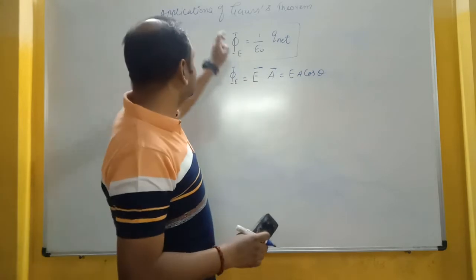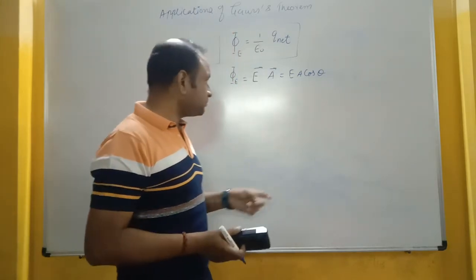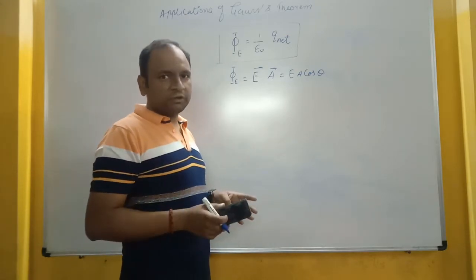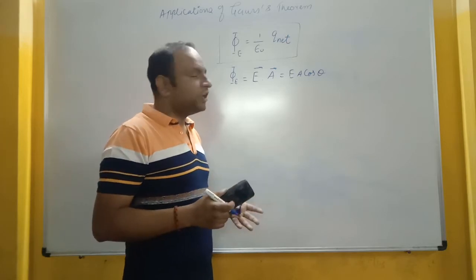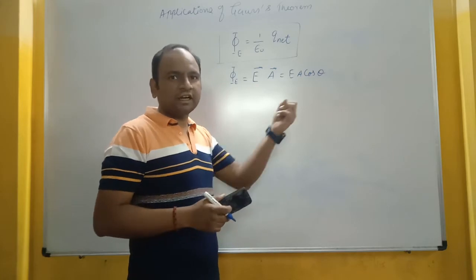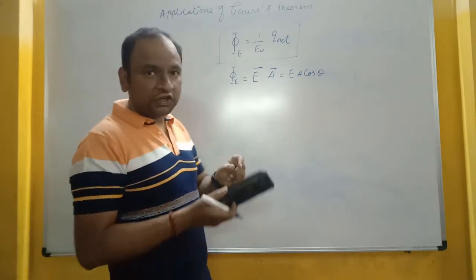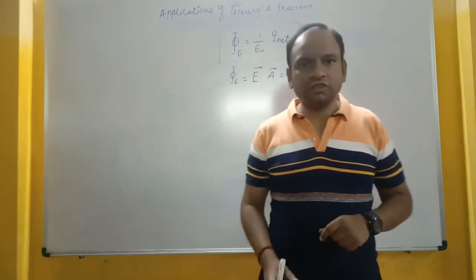So what does application mean? Application means the use of the Gauss theorem. The use is that you will be given a charge distribution, and because of the charge distribution, you have to find the value of the electric field intensity at a given point. For example, we will be seeing three applications, three uses of the Gauss theorem.